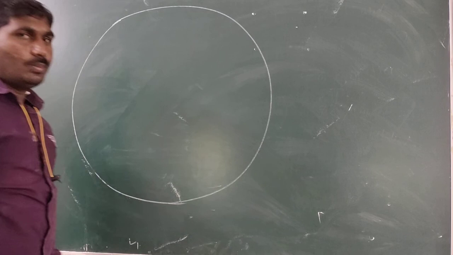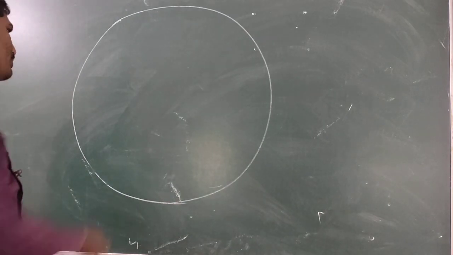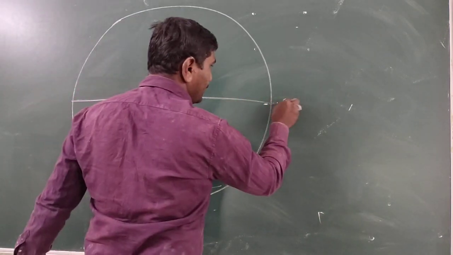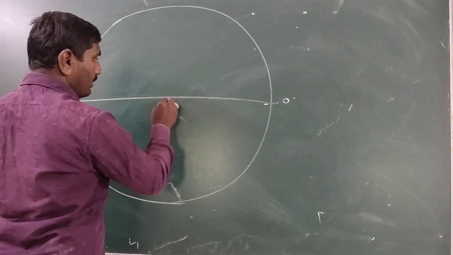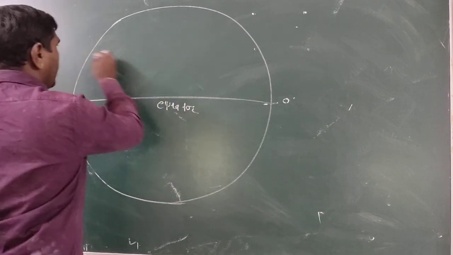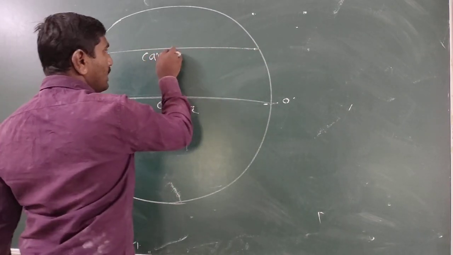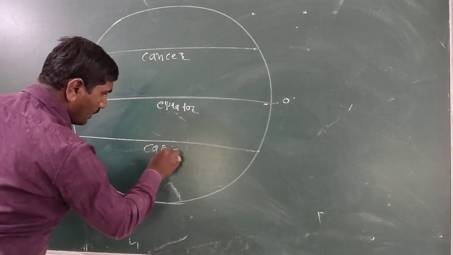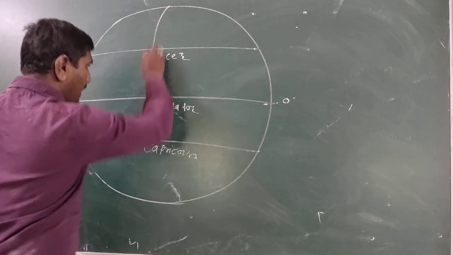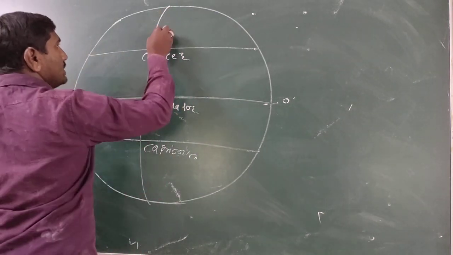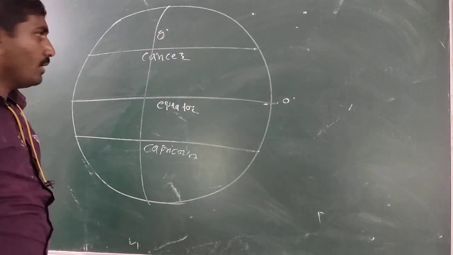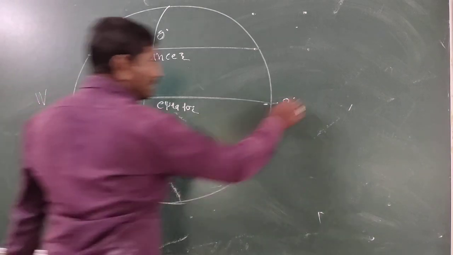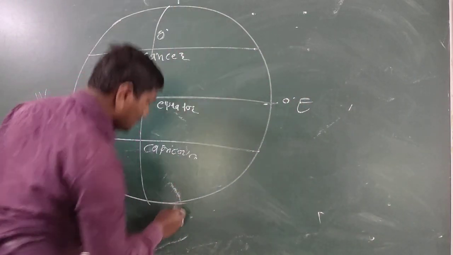This is our globe. Like in our first video, we have to classify this into two hemispheres. This is the 0-degree equator, this is the Tropic of Cancer, this is the Tropic of Capricorn, and this is the prime meridian, that is called 0 degree. Such type of classification we have already done in our previous video. This is the western part, this is the eastern part, this is the northern pole, this is the southern pole.